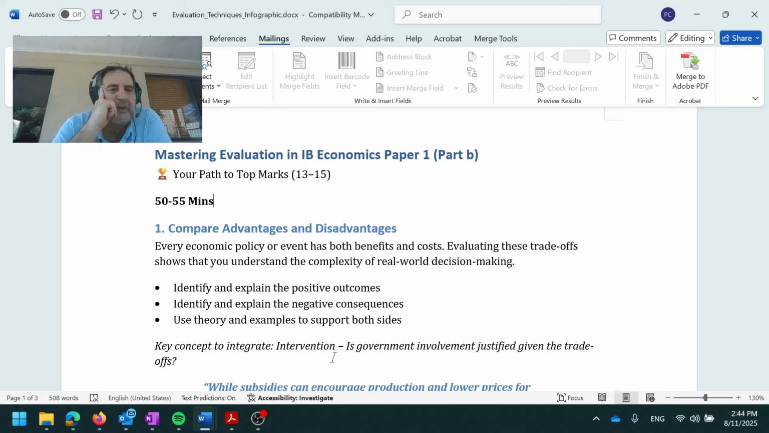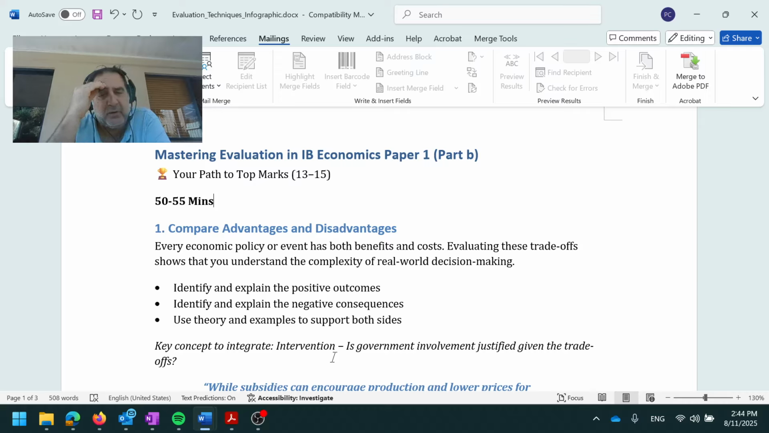Once you've selected your Part B question, obviously the best thing to do is again spend maybe a couple of minutes planning. And in that plan, you think about what you're going to write in your introduction, what you're going to put in your body paragraphs, and maybe write down quickly the real world examples that you'll be using.